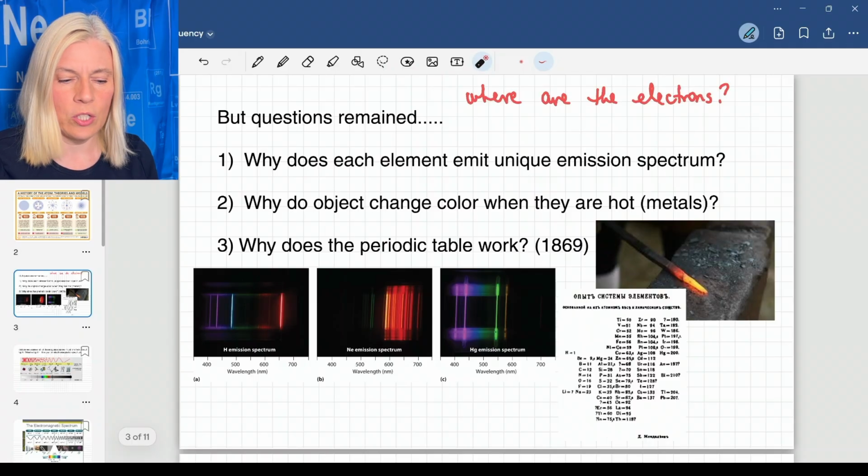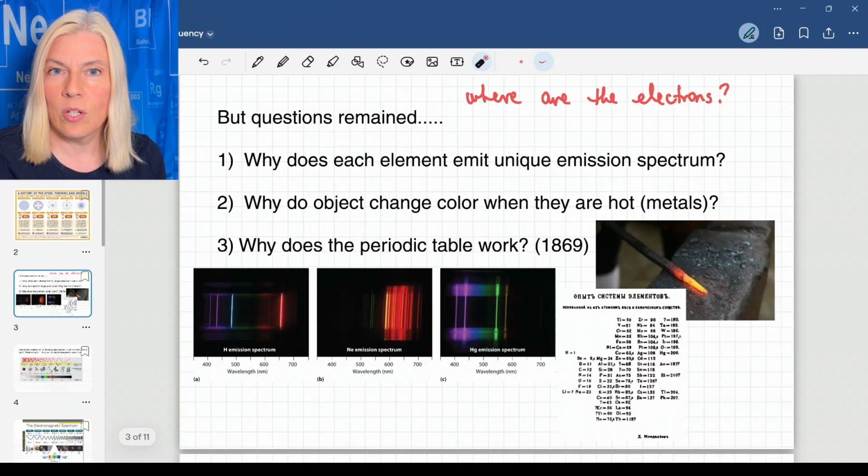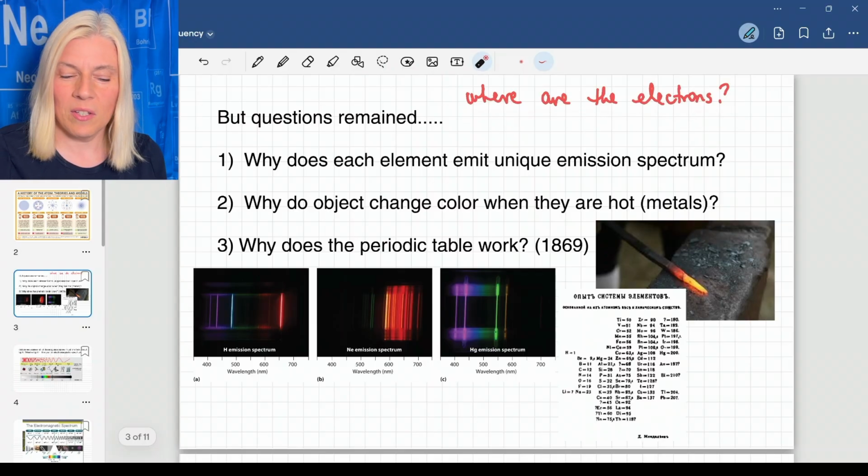So all of these questions we will try to answer, because all of them lead back to the most important question that we're trying to answer. Where are the electrons? What are they doing?